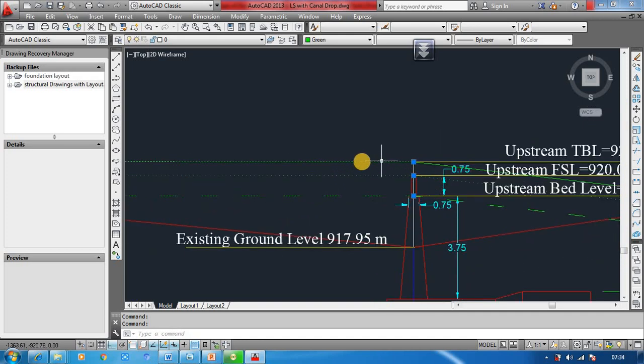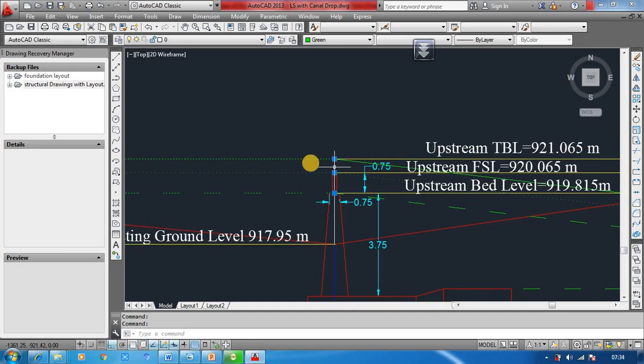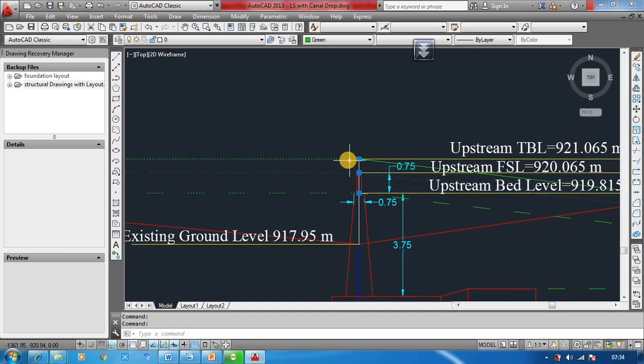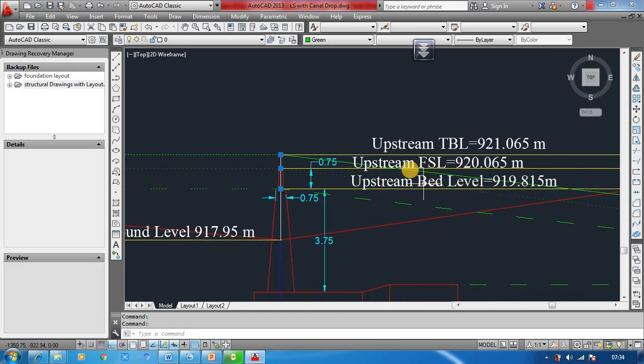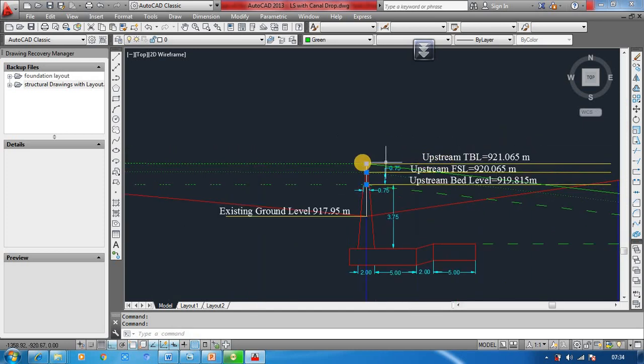So this is the top bund level, the top bank level, that's nothing but the proposed formation level. Below that we will be giving the total depth of the canal equal to 1.25. Therefore, 921.065 is the top bank level.